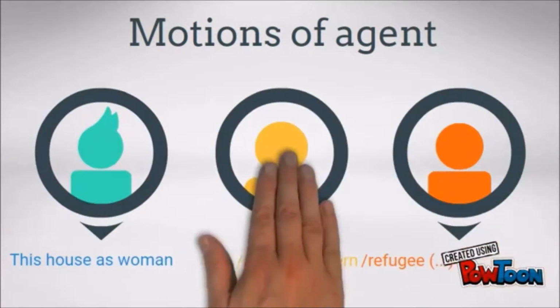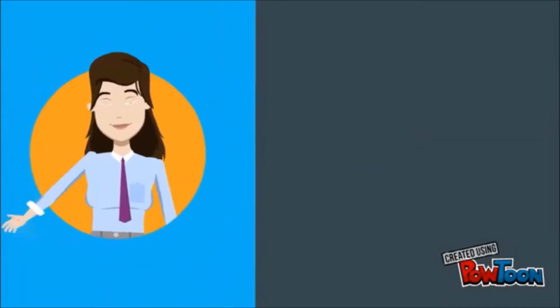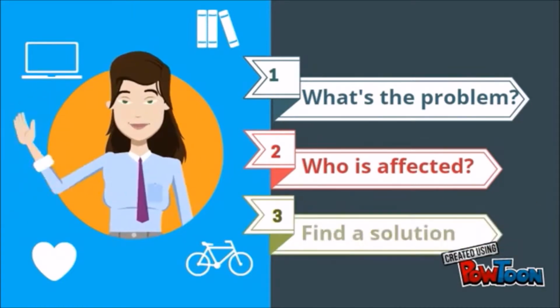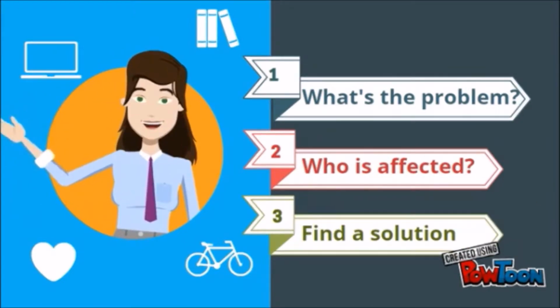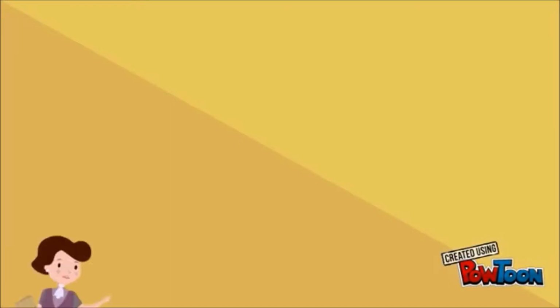Both of these types of motion can be motions of agent, when you have to be in someone else's shoes, like this house, as a woman, couple, Chinese government, or refugee, would do something, and you really have to debate as if you were this person. But first, when you look at a motion, it's important that you think, what's the problem implied? It must be some problem if you're debating something. Then, who is affected or involved in this problem? And what's the best solution for it? Simple enough, right? For a debate to be done, the arguments must be equally debatable for both proposition and opposition.